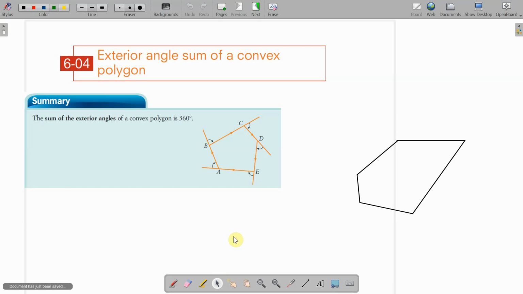Hello Year 9, welcome to our session on how to do exterior angle sum of a convex polygon. Sounds complicated. Well, let's have a look. Let's cope with this one at a time.